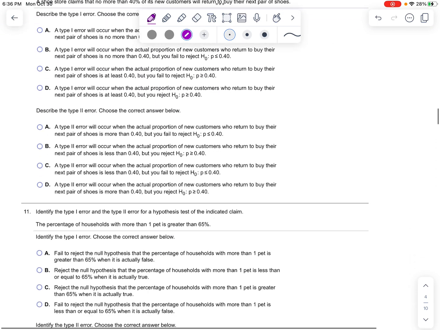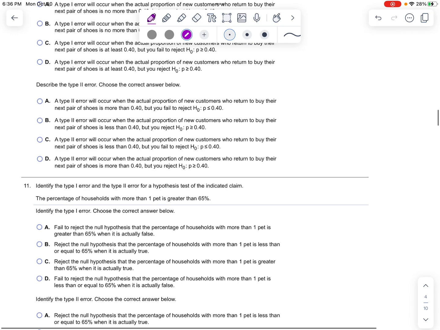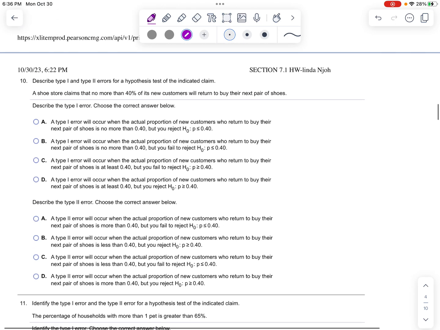Now let's look at 10. If I can do 10, you guys can definitely do 11. It says describe type 1 and type 2 errors for a hypothesis test of the indicated claim. Remember what type 1 error is. Type 1 error is rejecting the null when it is true.